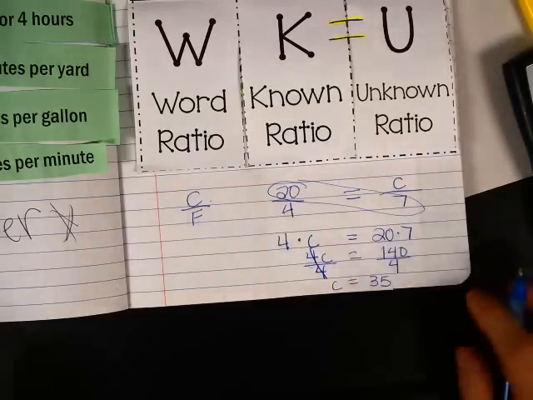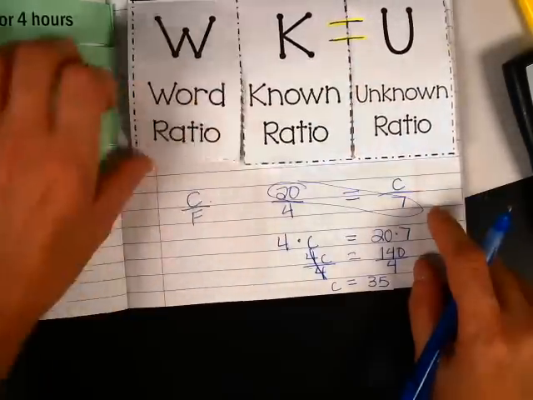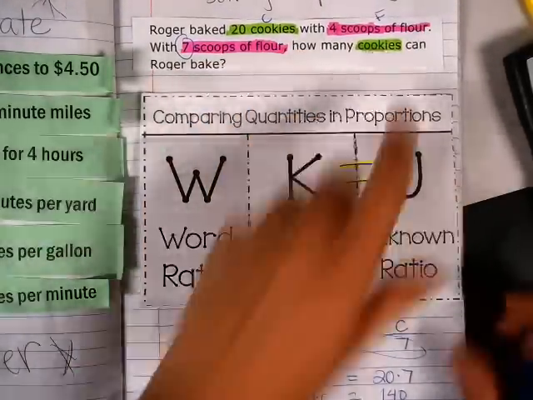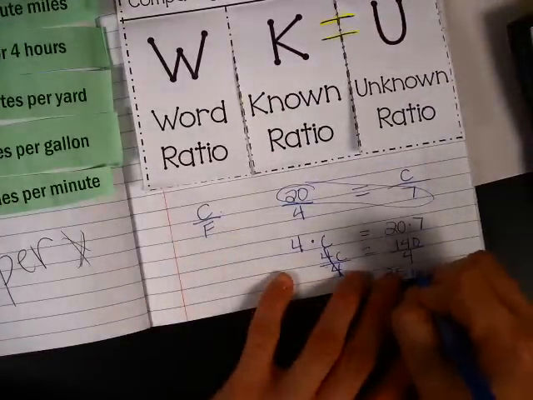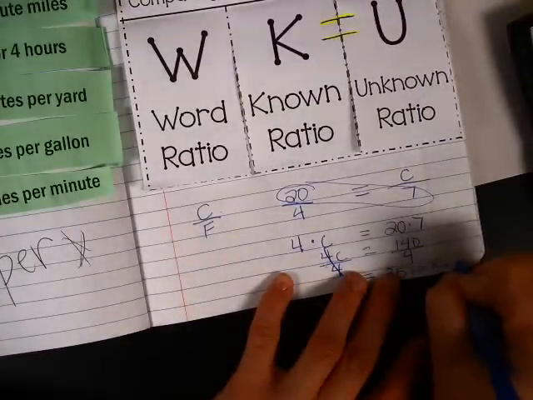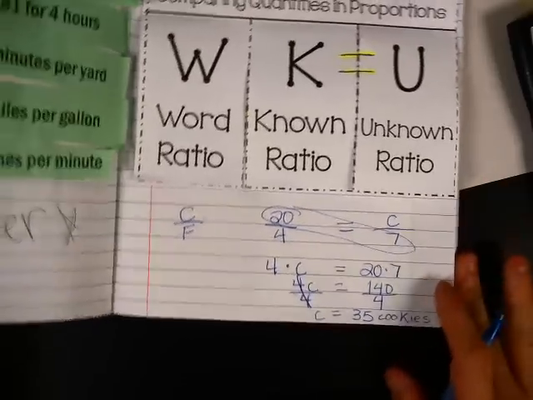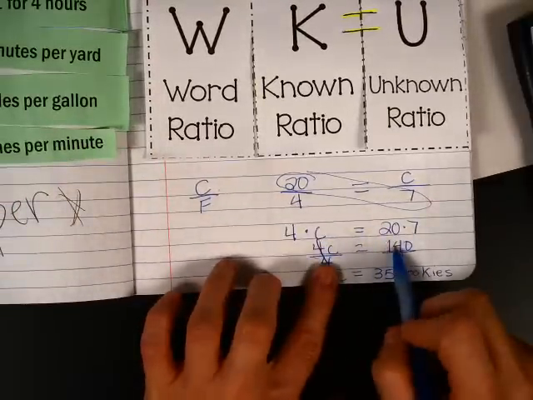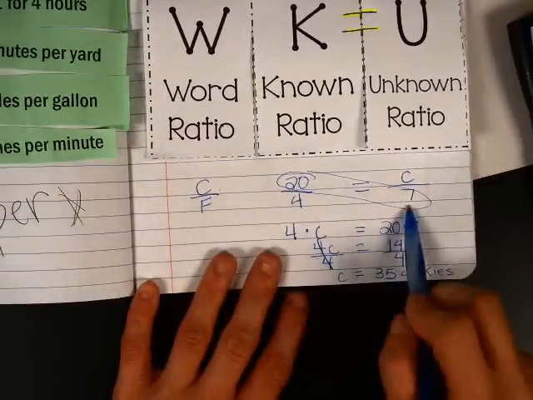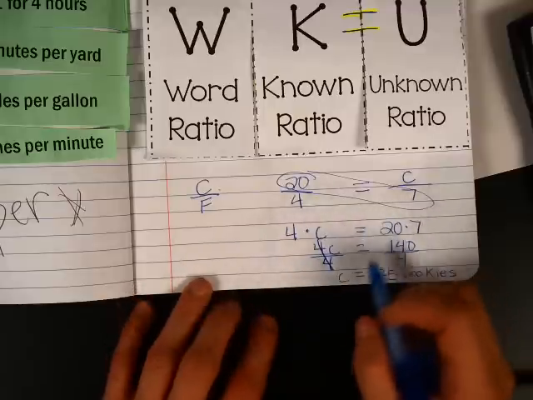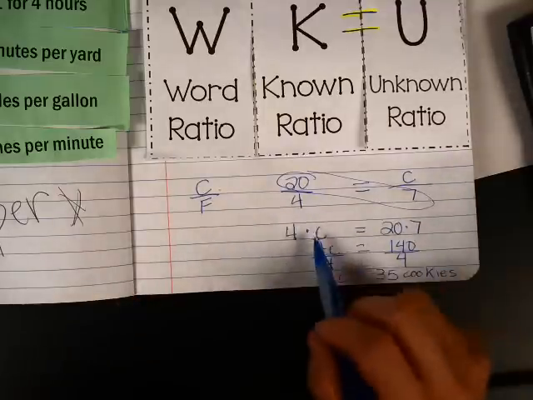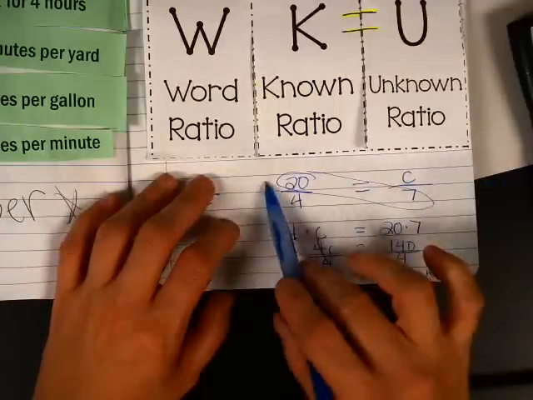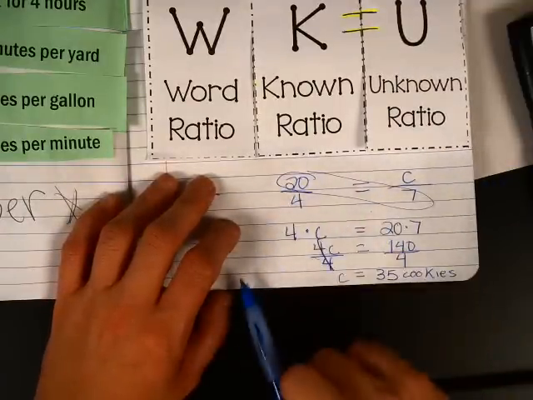Now, 35 what? What was it we were missing? What did we not have? How many cookies? So, it's 35 cookies that he can make. Now, I know that was fast and furious, and if you got confused on this part, remember what I did. I multiplied and then divided. I call it cross multiply divide. You multiply the thing across and you divide by the other number.